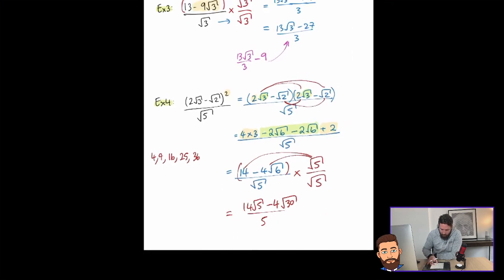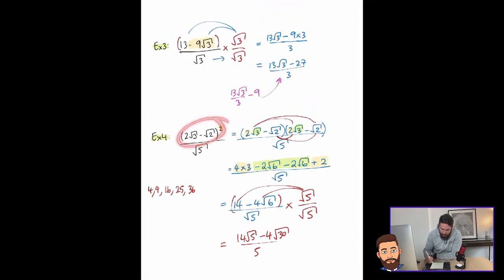So quite an involved question. We're asked to expand a double bracket, simplify it using all of the things that we know, then rationalize the denominator. Okay?